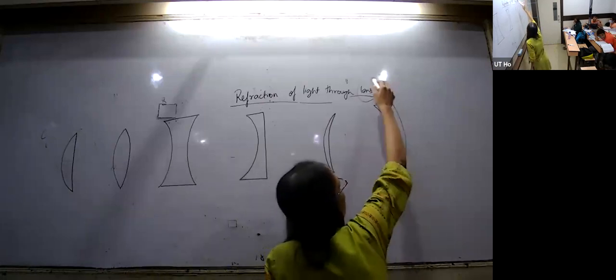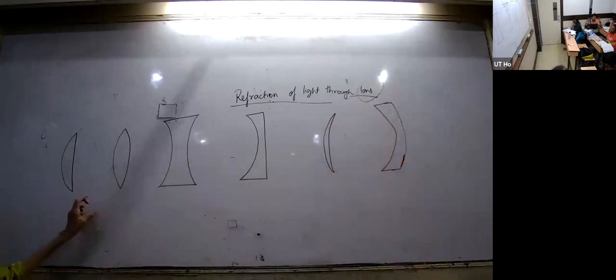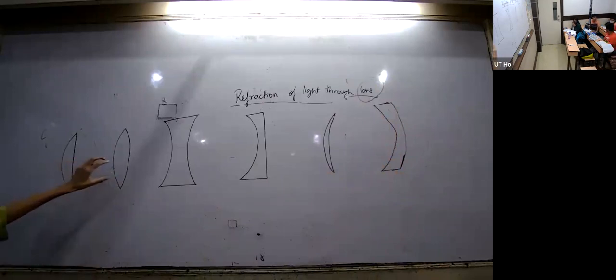How do we define lens? What does lens mean? It is a transparent refracting medium. We are not making these objects with a wooden block or an iron block. We are using something which is transparent. It can be glass, it can be made up of some acrylic material, even diamonds.